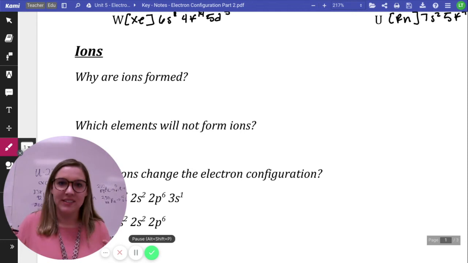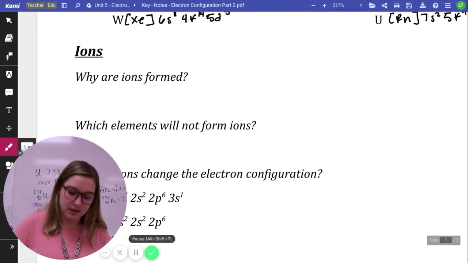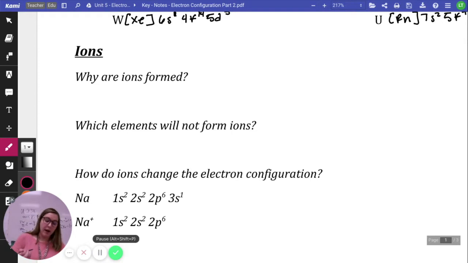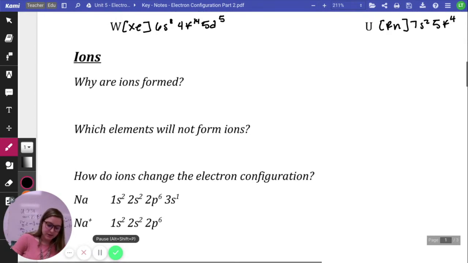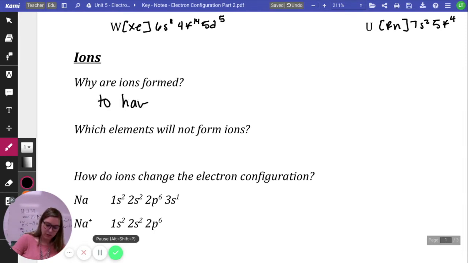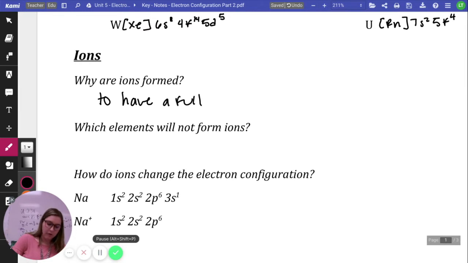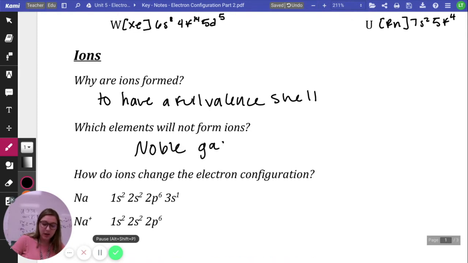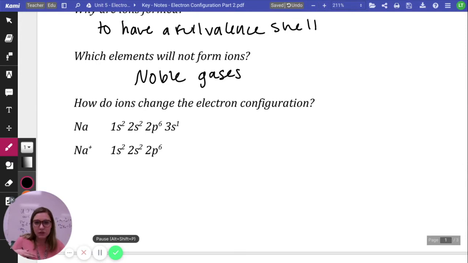So why do these happen? All right, why do we gain and lose electrons? Okay, so ions are formed so that they can have a full valence shell. So there's only one group that won't form ions, and that is the noble gases. And the reason is because they already have a full valence shell. So we're going to be talking about writing the configuration of ions now. And ions change the electron configuration because they either gain or lose electrons.